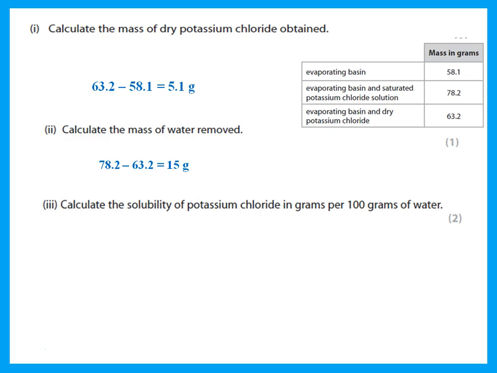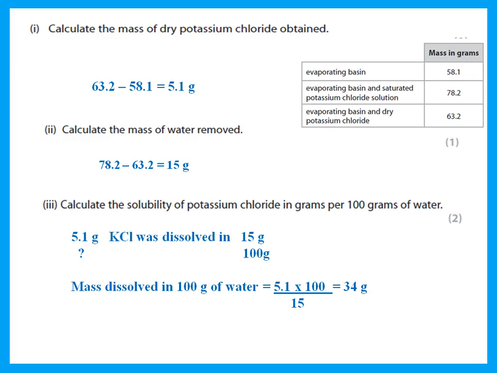Now calculate the solubility in 100 grams. From the information in these first two questions, I have 5.1 grams dissolved in 15 grams of water. He wants how much in 100, so I find that I will need to dissolve 34 grams in 100 grams of water.